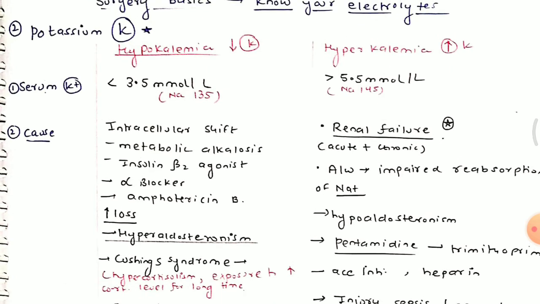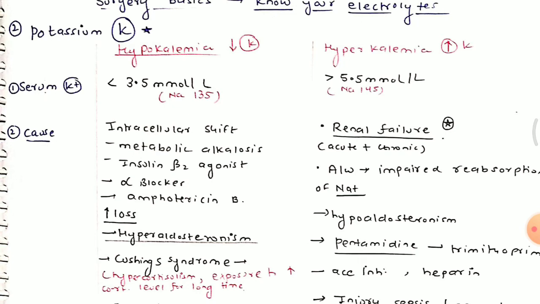Now let us see what happens when there is a condition of hyperkalemia in our body. First of all, the serum potassium level will be above 5.5 millimole per liter, and in hypernatremia it was above 145 millimole per liter. So like this we can easily remember the two ranges of the same: hypernatremia and hyperkalemia. Hyperkalemia is above 5.5 millimole per liter.